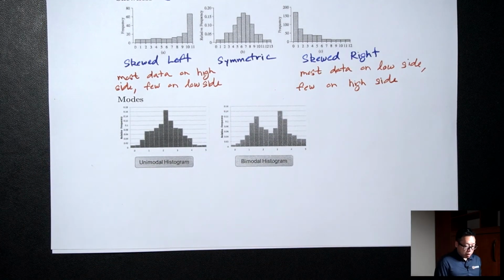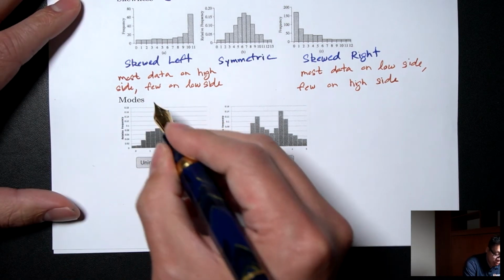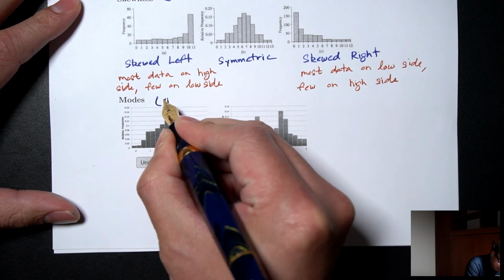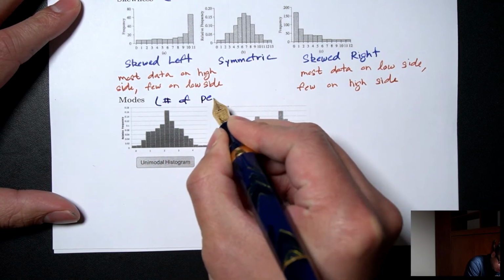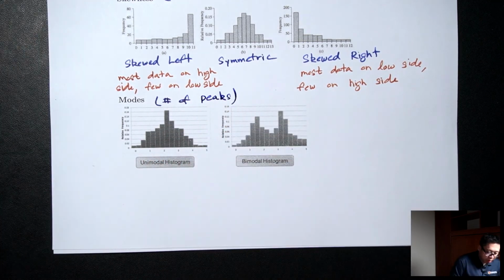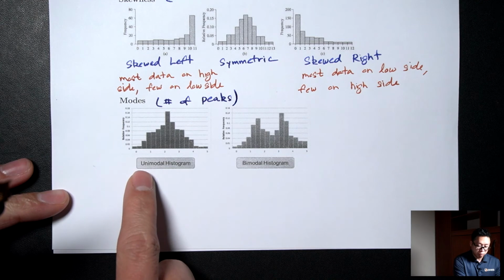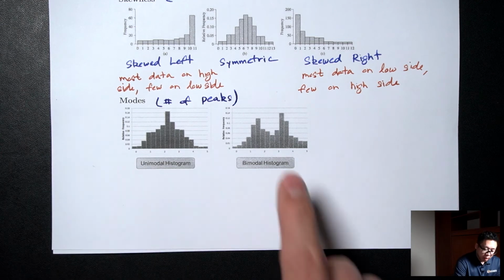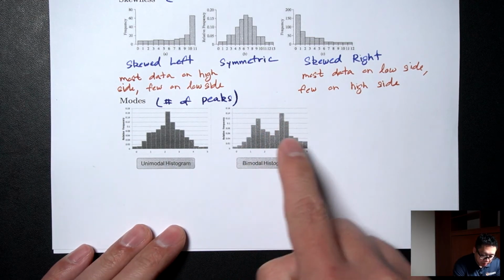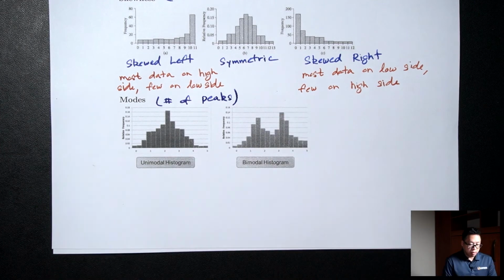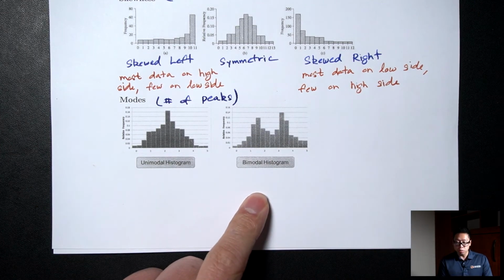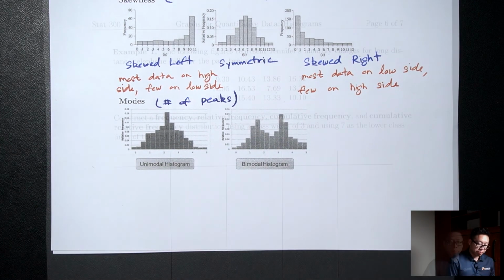Next vocabulary I want to talk about is modes. Modes refers to how many peaks, the number of peaks. First picture here, there's one peak. It's called unimodal. So uni meaning one, unimodal. Second picture, there's two peaks. So one right here, one right here. It's called bimodal. So bi meaning two, bimodal.